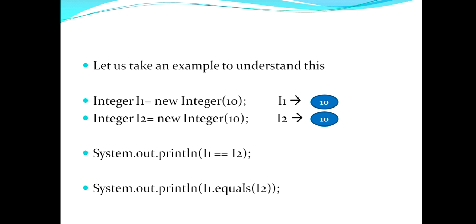So now if we print I1 equal to I2 and I1 dot equals to I2, what should be the correct output? Because the output will tell us what exactly the difference is between the two scenarios. So let's go ahead in Eclipse and see what these two, the equal to operator and the dot equals to method, print.